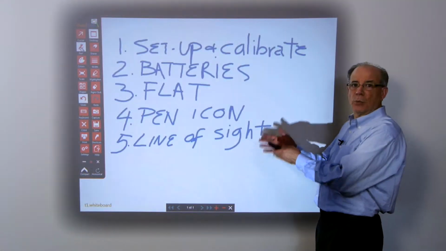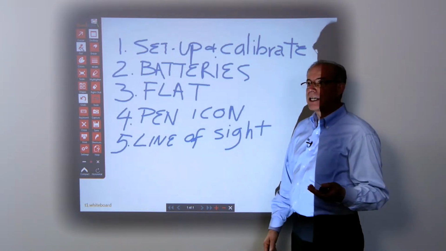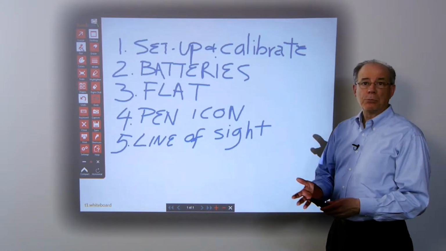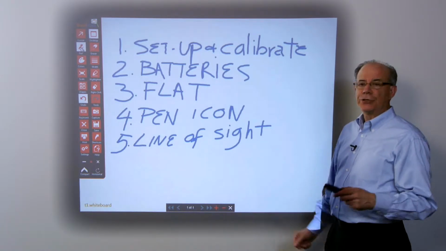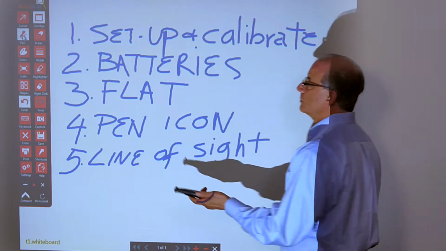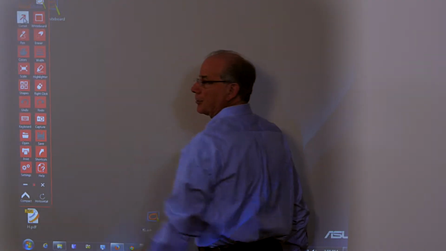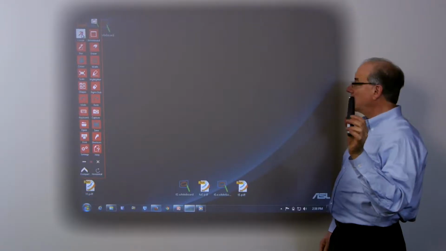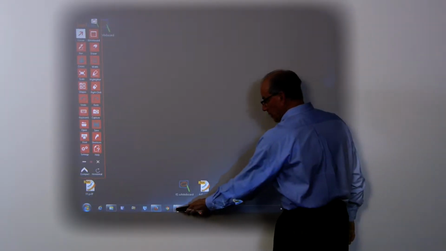Now we've created a whiteboard presentation, but let's say we want to go to our desktop and work on PowerPoint, on the internet, or even on a video. How do we do that? Well, first, we choose desktop. We choose our cursor so that our pen is now acting as a remote mouse. Let's say we want to bring up a PowerPoint presentation.